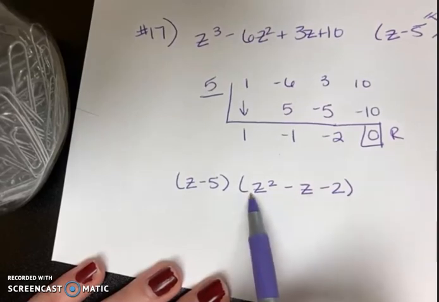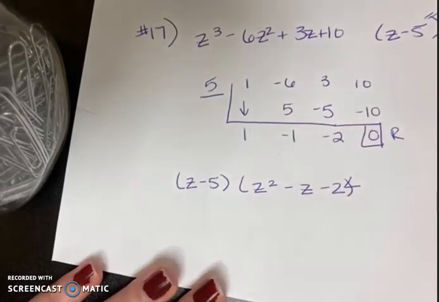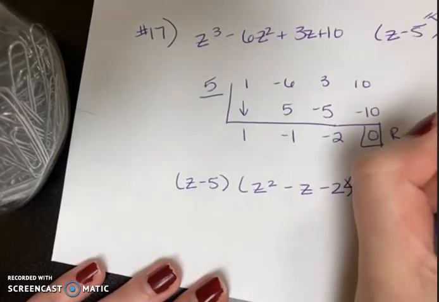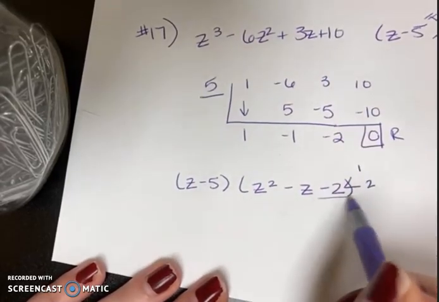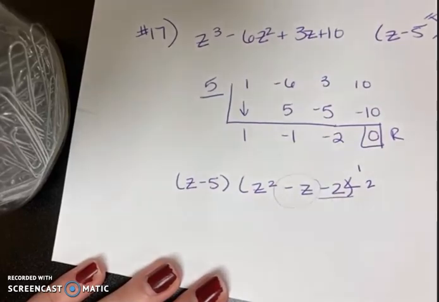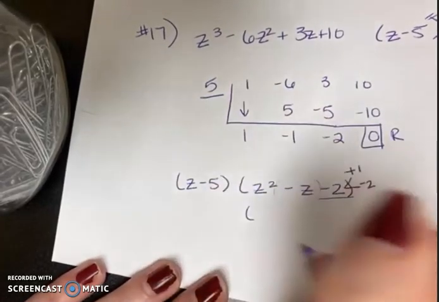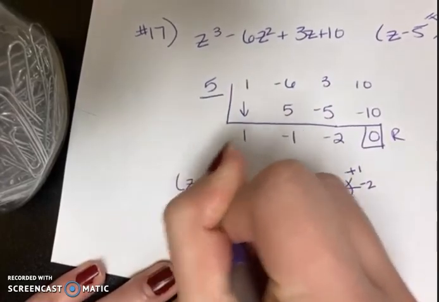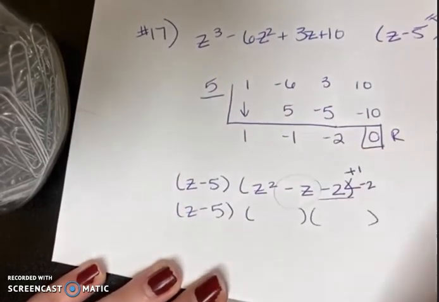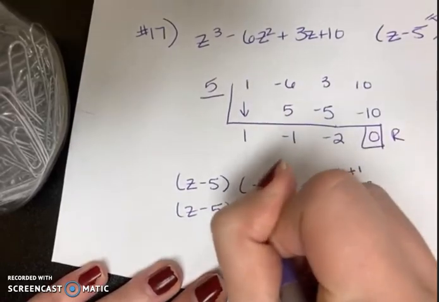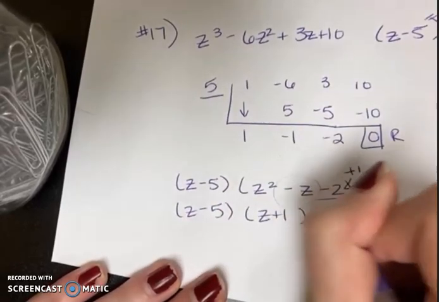Because a is 1, I'm going to use guess and check. The factors of 2 are 1 and 2, and I must use different signs to get a negative 1. So is that possible? Yes. The 1 would have to be positive, the 2 would have to be negative. So I would rewrite my z minus 5, and the z squared minus z minus 2 becomes z plus 1 and z minus 2.